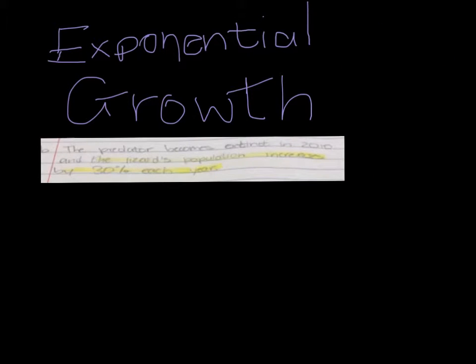So this is exponential growth, and the predator becomes extinct in 2010, and the lizard's population increases by 30%. So this table goes out to 2015, and it increases exponentially. So the recursive rule is next equals now times 1.3, and our start is 10,486, and our explicit rule is y equals 10,486 times 1.3 to the power of x.